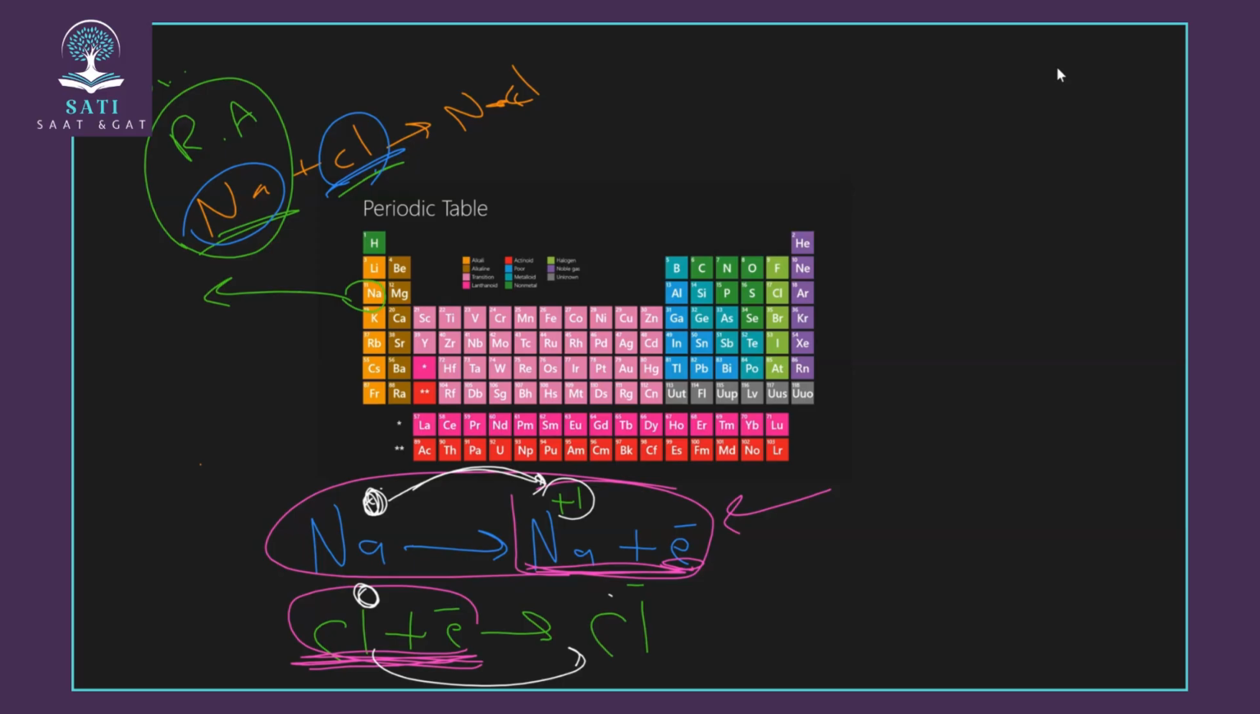So in the oxidation process, the oxidation number increases, while in reduction, the oxidation number decreases. It was 0 here, then it becomes -1, so it decreases. Link it just as reduction, because the oxidation number will decrease.